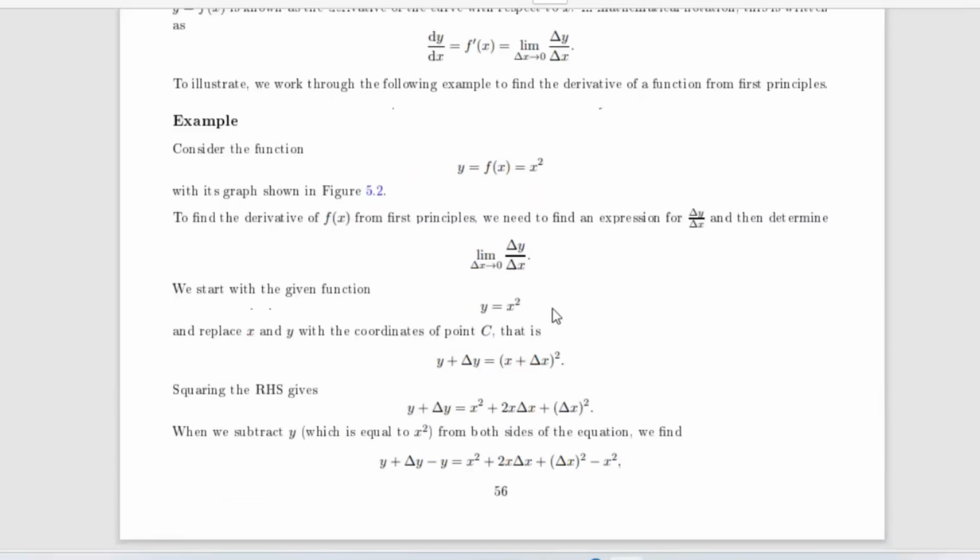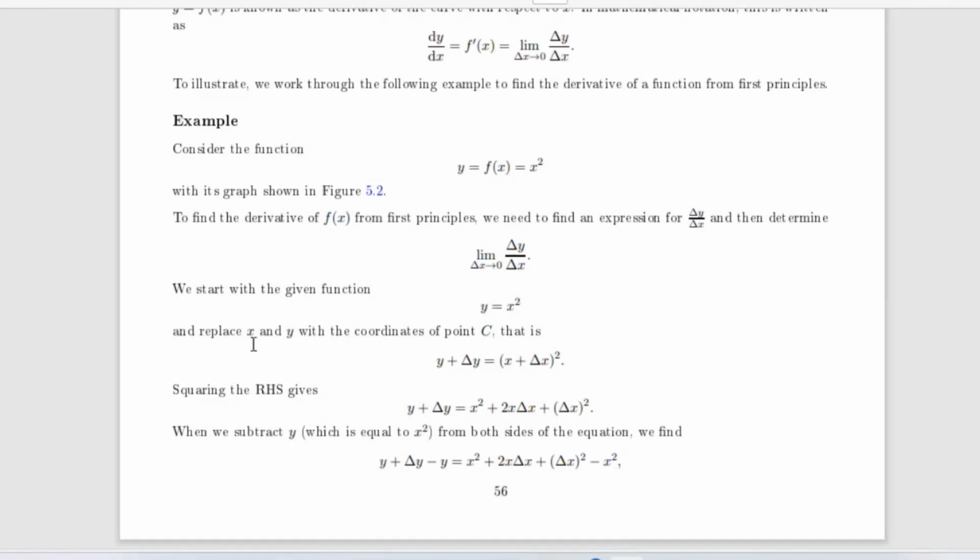Now let's look at this example together. They are saying consider the function y equals f of x equals x squared, with its graph shown in figure 5.2. To find the derivative of f of x from first principles, we need to find an expression of change in y over change in x, and then determine the limit of change in y over change in x as change in x approaches 0. We start with the given function. The given function is y equals x squared.